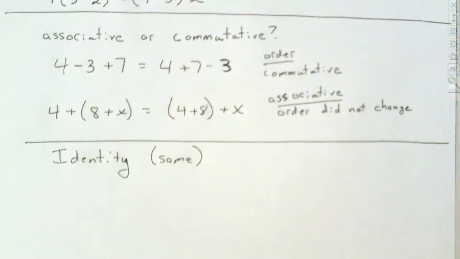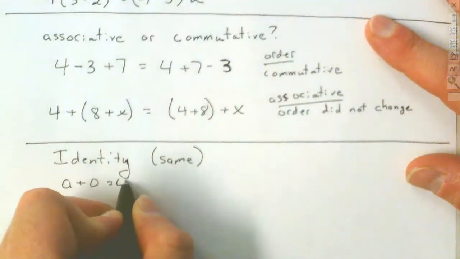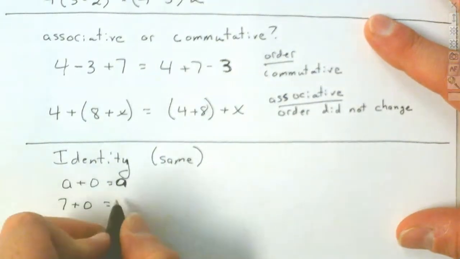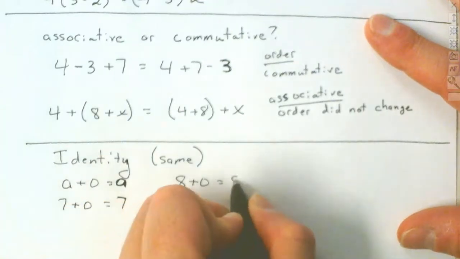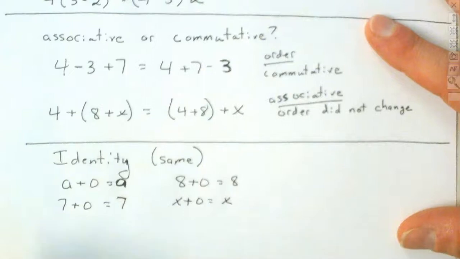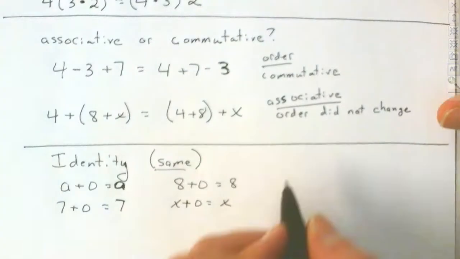So when we talk about identity, we can add 0 to a number and it doesn't change it, right? Identity means they're the same. So when you add 0 to a number, it doesn't change it. A plus 0 is still A, right? So here's some examples. 7 plus 0 is still what? 7. 8 plus 0 is still what? 8. And even x plus 0 is still just x. Okay? They are the same. Adding 0 makes them the same. Doesn't change them.